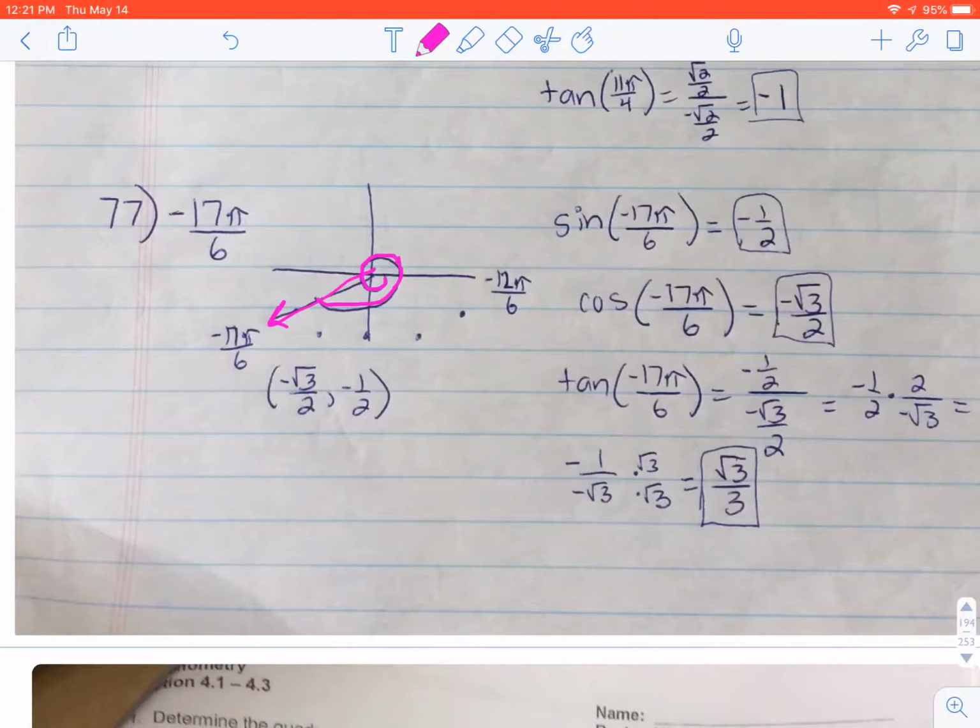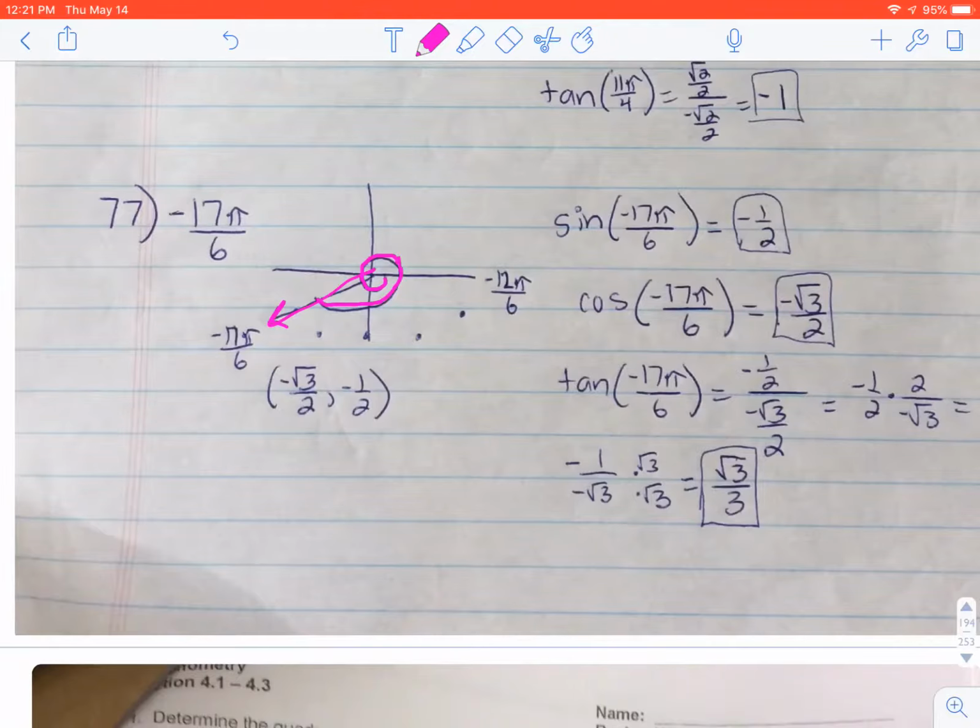Again, you can also use reference angles for these. The ordered pair on our unit circle that goes with negative 17 pi over 6 is negative square root 3 over 2, comma negative 1/2. So your sine of negative 17 pi over 6 is negative 1/2. Your cosine of negative 17 pi over 6 is negative square root 3 over 2.